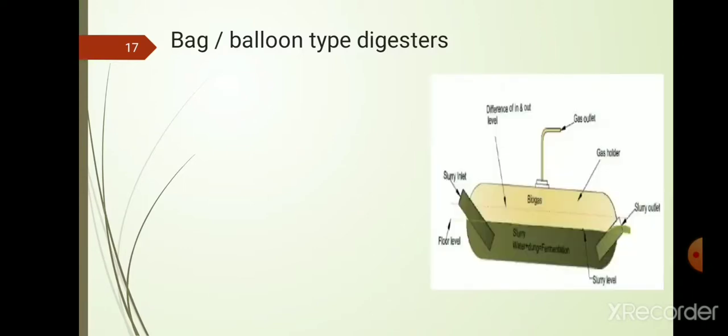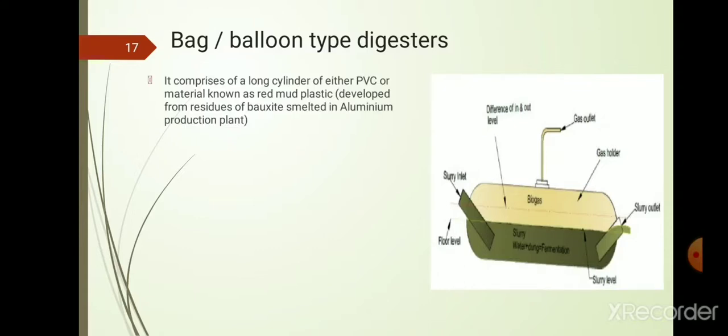Now finally we have a bag type digester, which is also known as the balloon type. So simply, we have a bag or balloon which acts as the biogas digester. It comprises a long cylinder, so it will be of a horizontal cylindrical shape. It's made of either PVC or a material known as red mud plastic, which is developed from the residues of bauxite smelted in an aluminum production plant. So this balloon digester is horizontal in shape and made of PVC or some other plastics like red mud plastics.